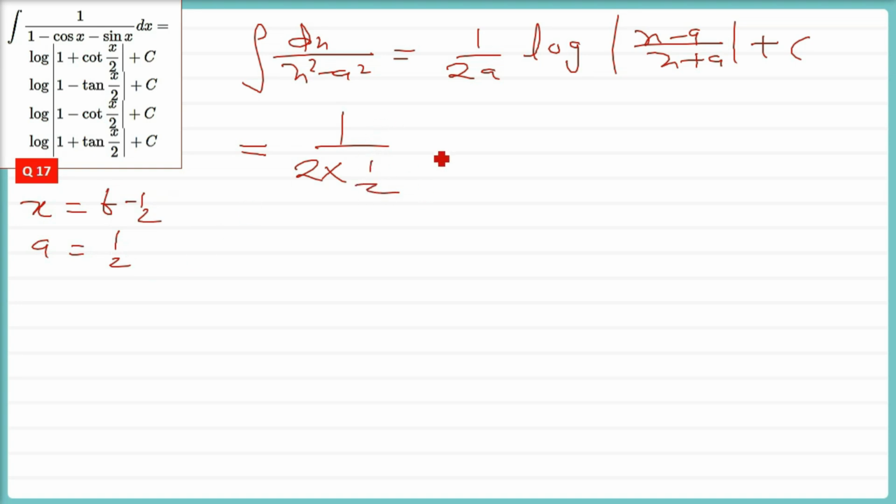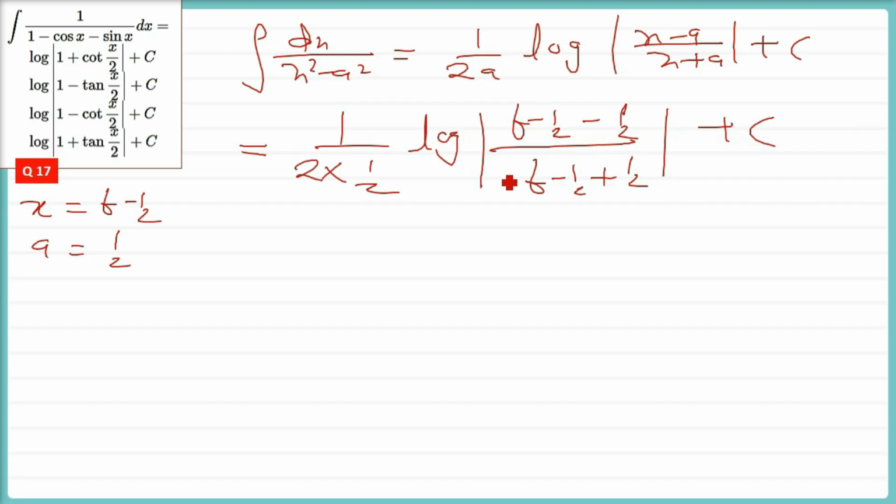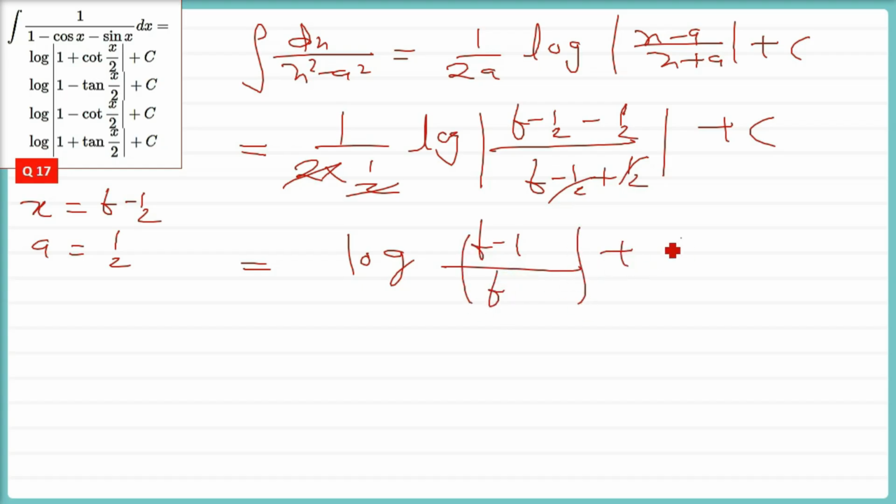So 1 by 2a, 1 by 2 into 1 by 2, log modulus of x minus a, that is t minus half, and t minus half plus half inside the modulus, plus a constant of integration. 2 gets cancelled. Log will remain like this. T minus half is t minus half and half is 1 only. So it will be t minus 1 divided by half gets cancelled. It will be divided by 2 in the modulus sign plus a constant of integration.